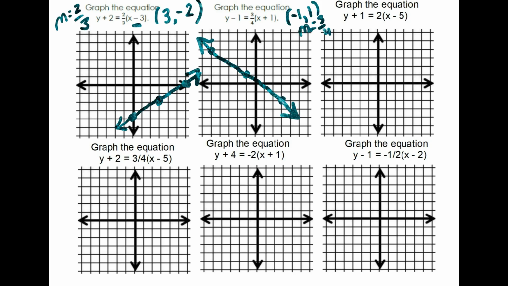For the next one, my point would be 5, and then my y would be -1, and then my slope would be 2. We start at 5, -1. 1, 2, 3, 4, 5, -1, 1. And then my slope is 2. So that means I go up 2, put this 2 over 1. Up 2 to the right 1. Down 2 to the left 1. And there's my line.